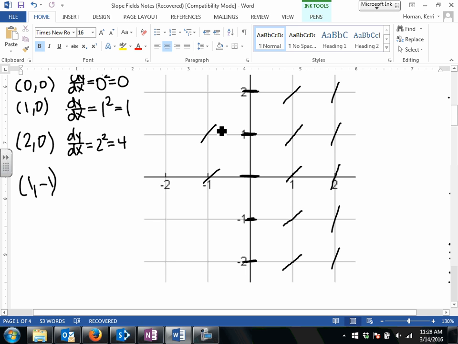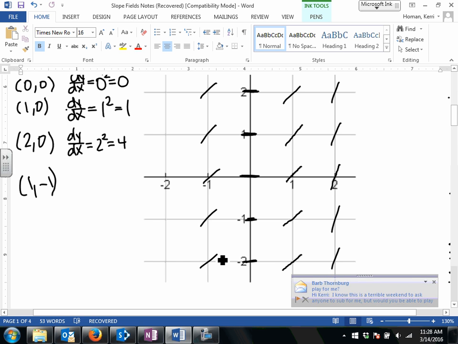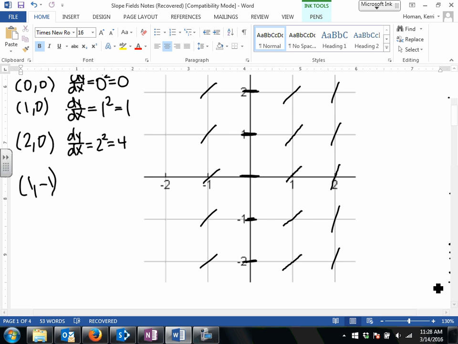Rebecca, negative 1, 2. What's going to be true about when we have an x coordinate in this example? These are all going to be 1. It's going to be the same as 2. And all of these slopes are going to be what?